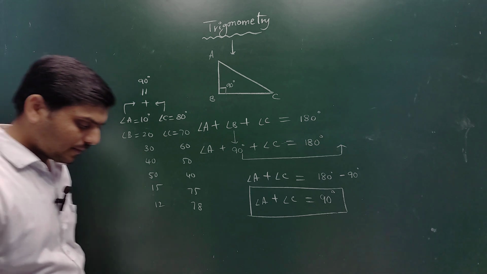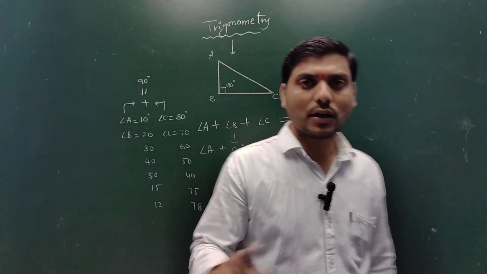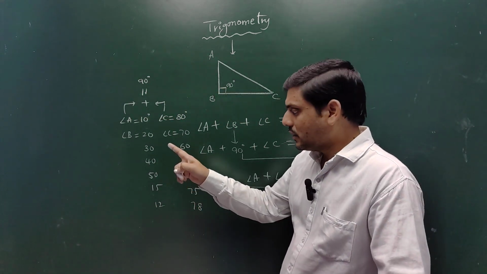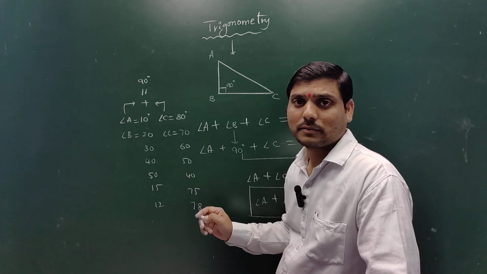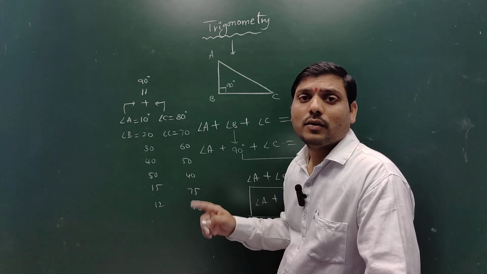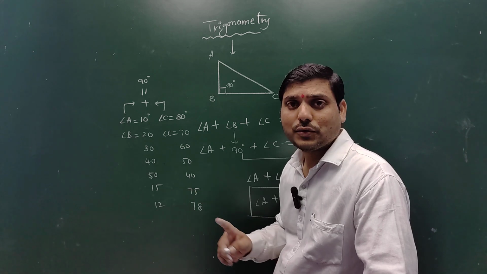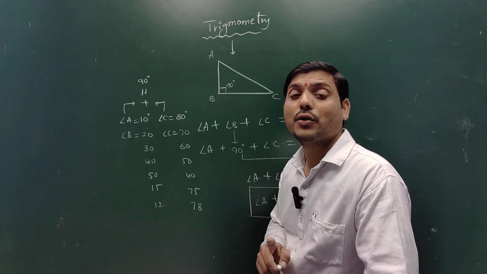Now, in this case, each and every angle is an acute angle in the triangle. An acute angle is nothing but an angle between 0 and 90 degrees. Okay? Each and every angle between 0 and 90 is called an acute angle.